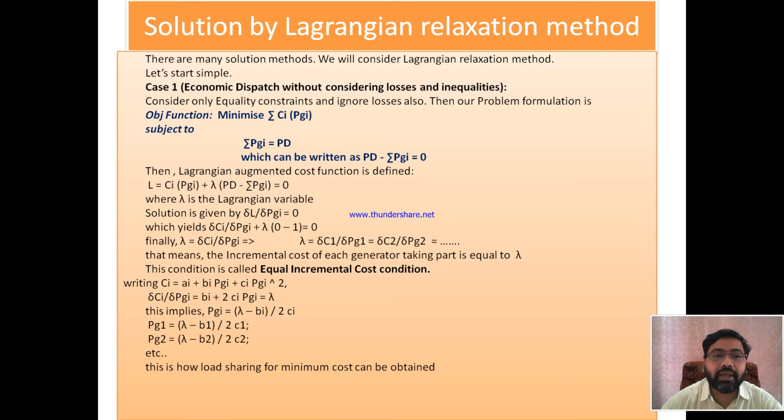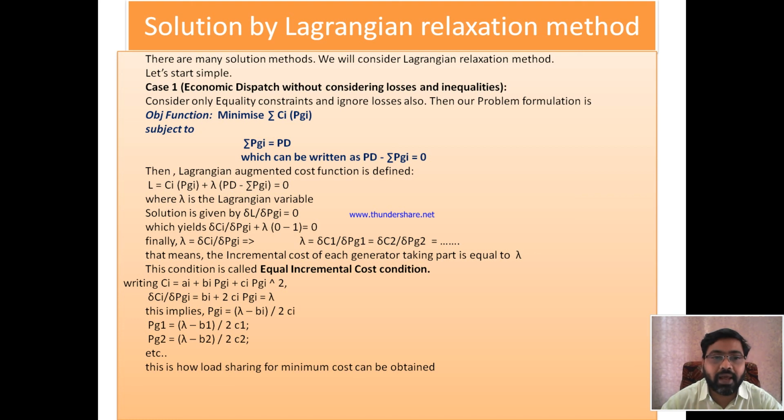So that will look like L equal to Ci plus lambda into PD minus summation PGi. I repeat, L equal to Ci plus lambda into PD minus summation PGi. Ci we know is the cost of power production of the ith unit. PD is the load demand. Summation of PGi is the power production of all the generators, out of which the ith generator is one.